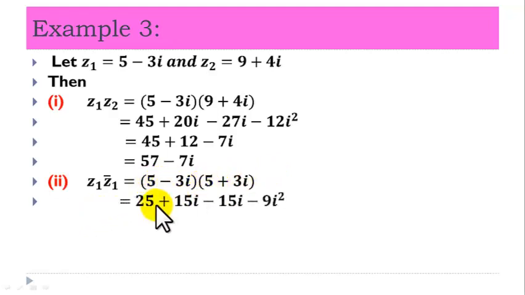5 times 5 is 25. 5 times plus 3i is plus 15i. Minus 3i times 5 is minus 15i. Minus 3i times plus 3i is minus 9i squared. Again, i squared is minus 1, so minus 9 times minus 1 is plus 9. Then we add it to 25 to obtain 25 plus 9. 15i minus 15i will cancel. 25 plus 9 is equal to 34.